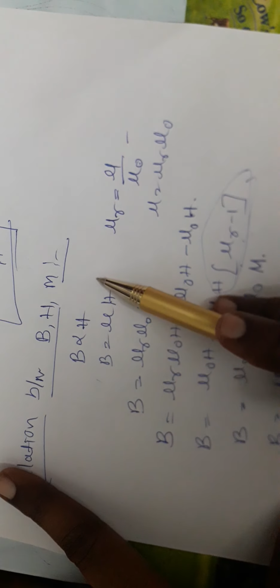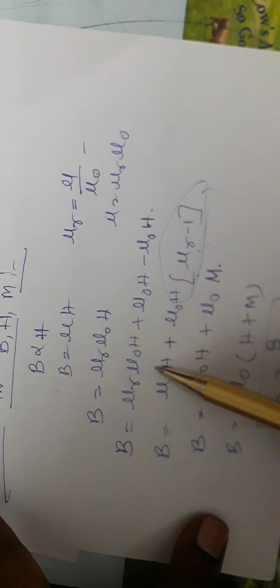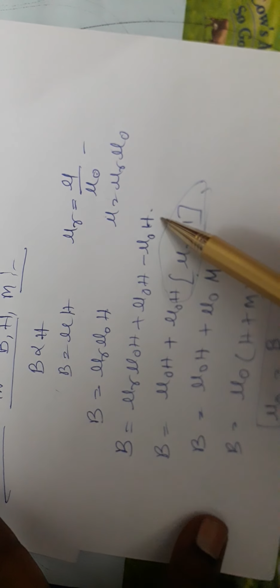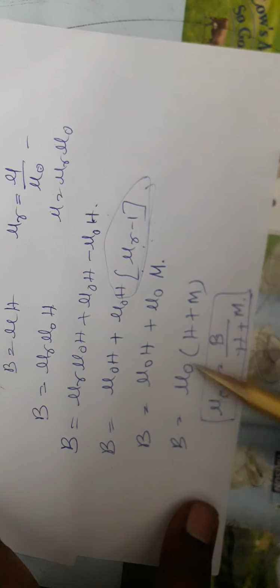So B is proportional to H. B equals mu H. We know the formula, mu r equals mu by mu naught, mu is equal to mu r into mu naught, and substitute here. After adding and subtracting, we are getting this one. Taking the common term, this total term is nothing but M. Mu naught is common, H plus M. Mu naught equals B by H plus M.